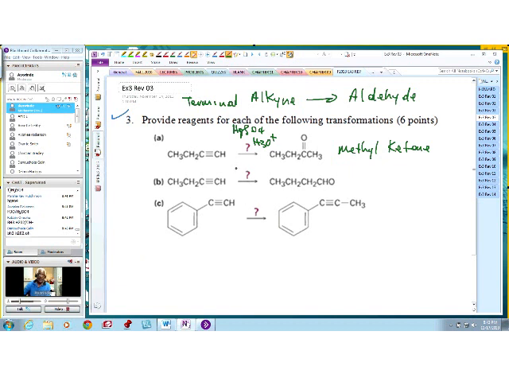Very good. Now don't forget to give the sequence here. The first step is BH3, then the second step. Make sure you show the sequence, step 1 and step 2. Do not just add both of them at the same time, because that way you will lose some points. What BH3 followed by hydrogen peroxide in base will do is transform a terminal alkyne to an aldehyde. This is an aldehyde right here.